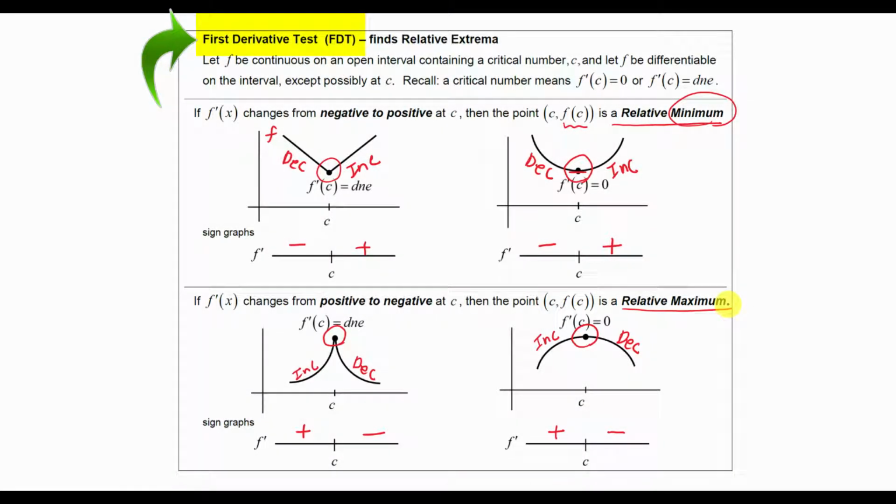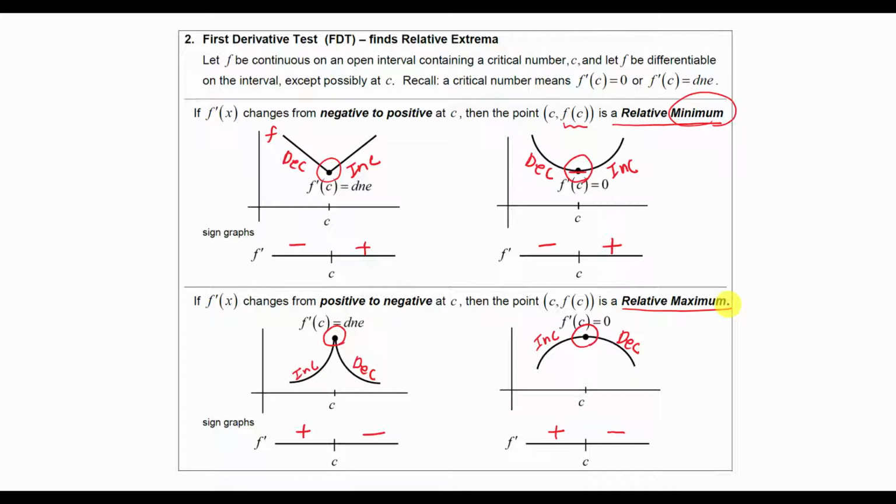I never really had to memorize this when I was a student because this was very natural. I could follow my hand. F prime negative, so my hand goes down, and then my hand needs to go back up as the function increases. When I follow my hand going down and then up, I see I have a valley there. So there is a relative minimum there at that critical number.